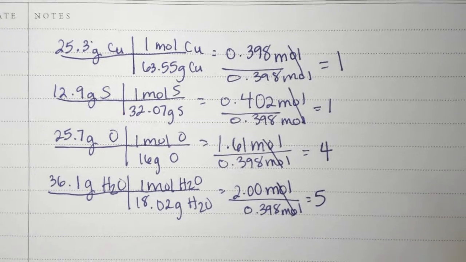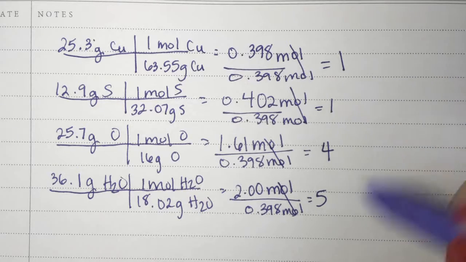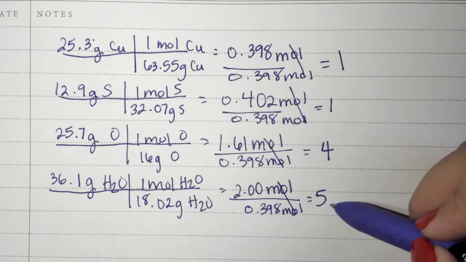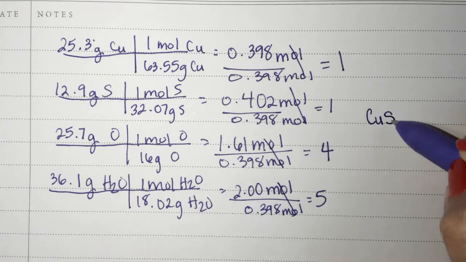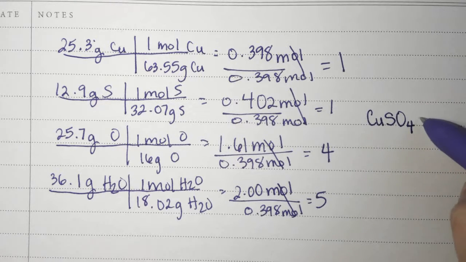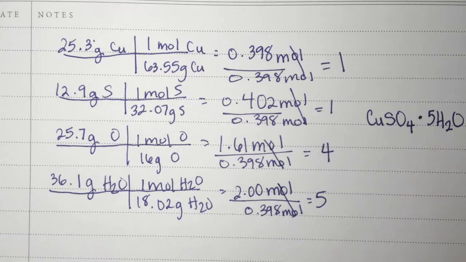So now we just put these as subscripts, and then of course the water molecule is already put together, so this is its coefficient. So I have 1 copper and 1 sulfur for every 4 oxygens. And then since I see water is present, I put the dot for the hydrate. I have 5 water molecules that are present.